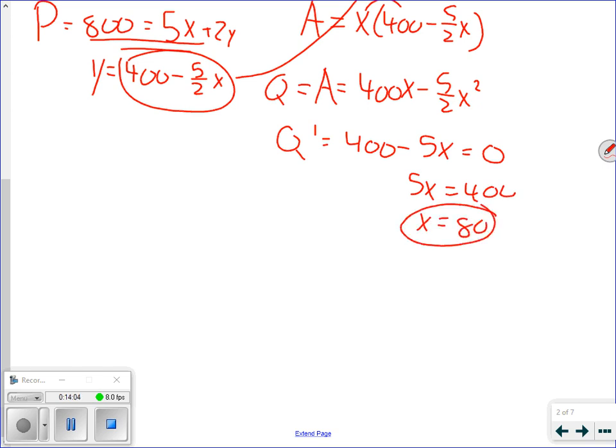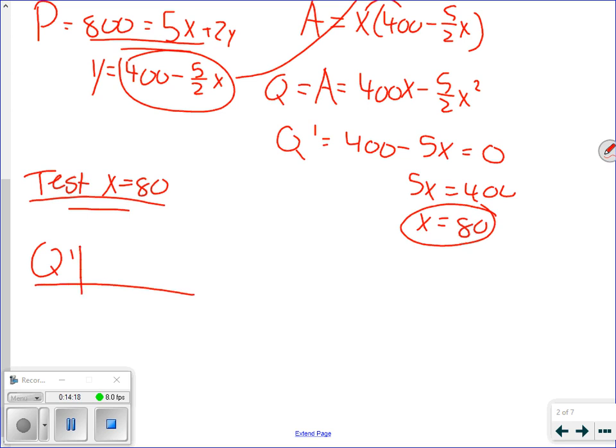So if I make those x values equal to 80, then hopefully that would end up being a maximum. Let's test that point real quick. Let's test x equals 80 in our Q prime. If I plug in, let's say 70 or anything less than 80, I end up having a positive number. Anything greater than 80 is going to be a negative number. So because the derivative is equal to 0 and we go from positive to negative, we are going to have a relative maximum. And since this is the only time that it changes, this is going to be an absolute maximum. There are no other points to check.